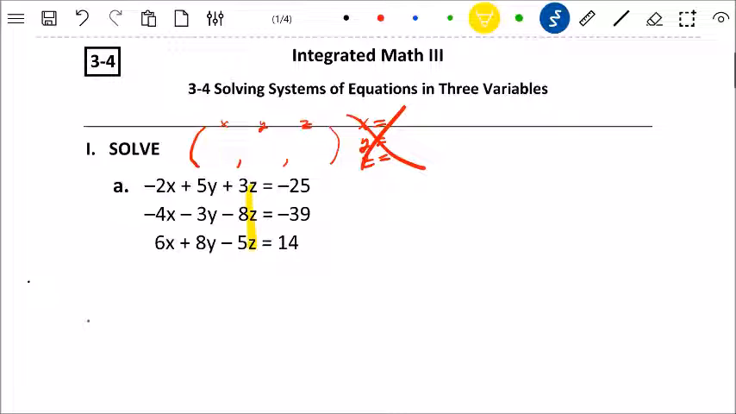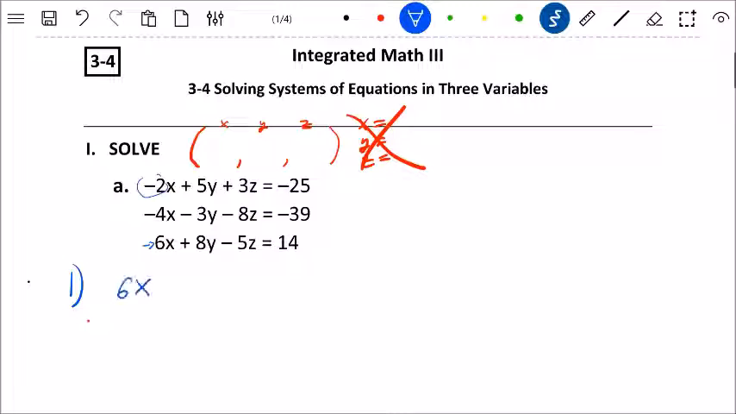So the issue here right now is to determine which one is better to do. And there's really no right or wrong to that. You can choose to get rid of the x's or the y's or the z's depending upon what numbers you want to work with. Well, I'm going to choose to work with the x's. So what I'm going to do is I notice this 6 and that I could take the -2 and multiply it by 3 and I would get a -6, and the -6 and 6x would cancel.